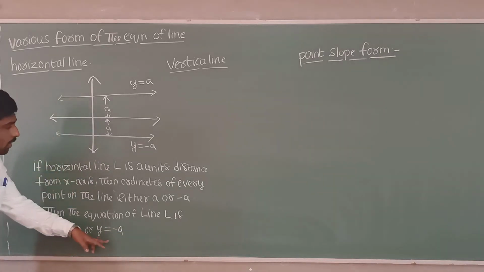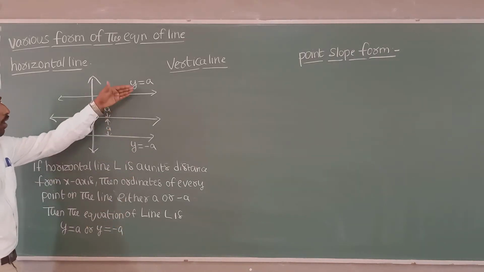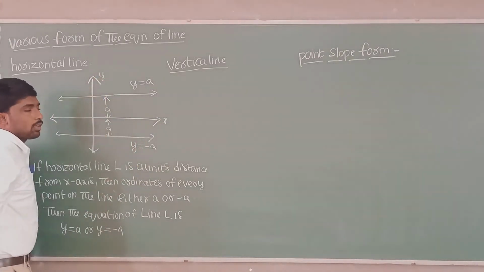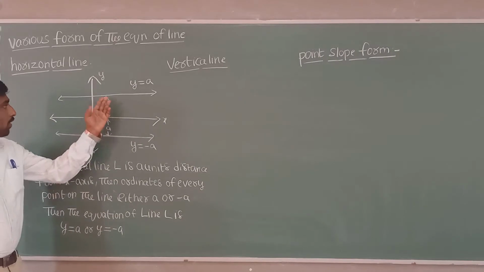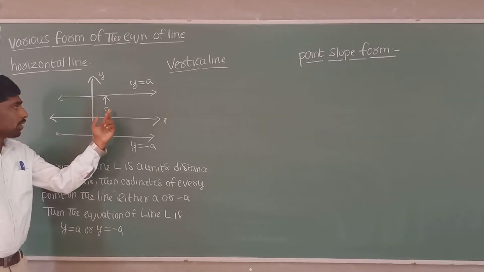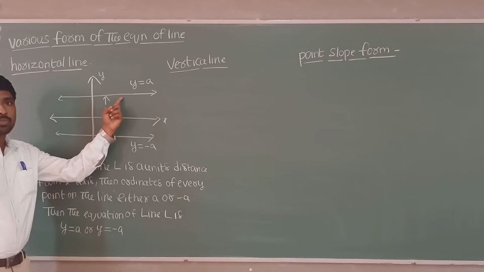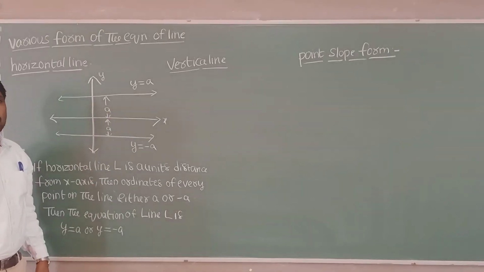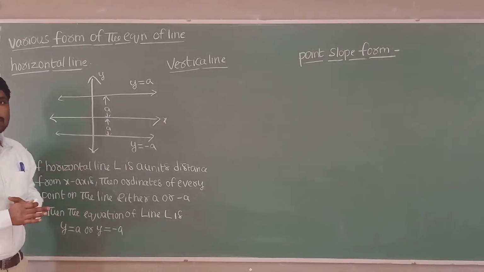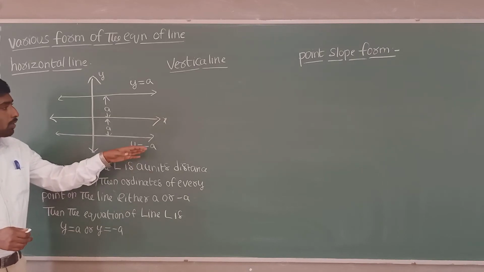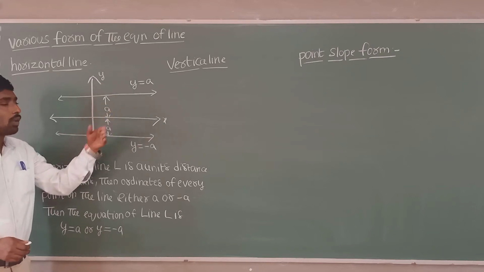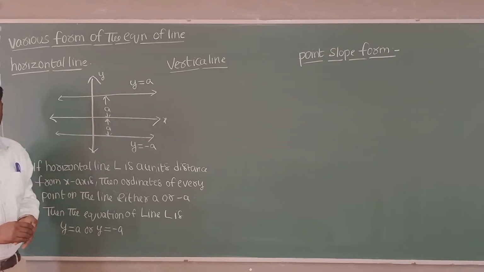So it depends on the sign, whether the line lies above the x-axis or below the x-axis. Is it clear, everyone? If a horizontal line is at a units distance from the x-axis, then the ordinate of every point on the line is the same, so the equation of the horizontal line is y equal to a or y equal to minus a. The sign depends on whether the line lies above the x-axis or below the x-axis. Is it clear, everyone?